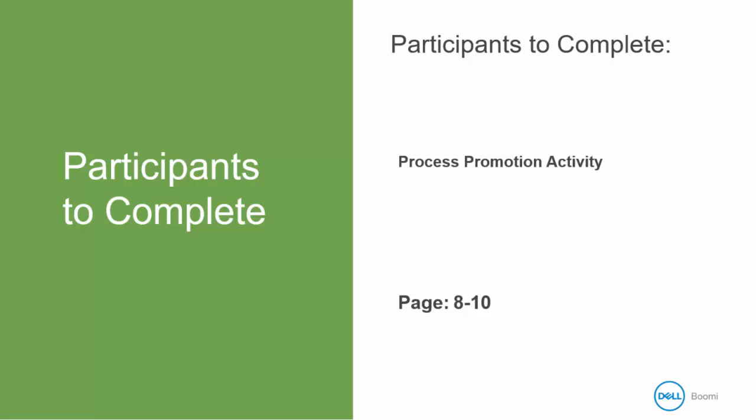Okay, our next activity is a short one, but an important one, and that is going to review how to promote a process from one environment to another. This is on pages 8 through 10 in your activity guide. Again, I would encourage you to work through that and then jump back over into the video so we can do it together.